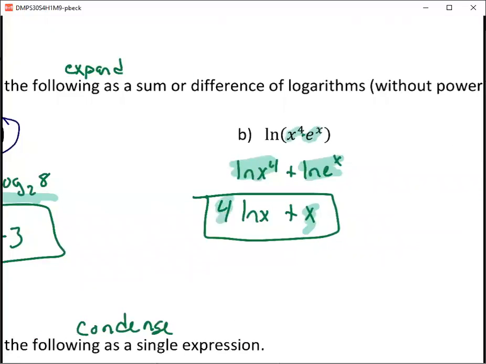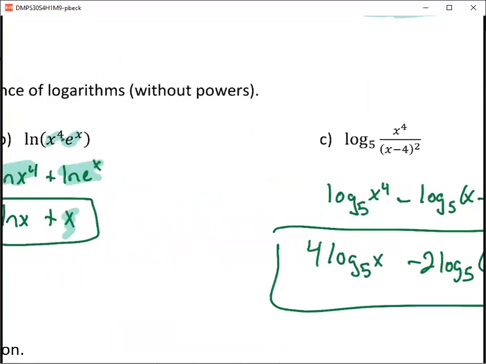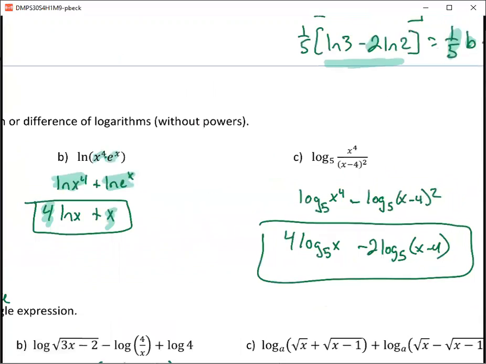This one, we brought the exponent out in front. For part C, two factors, so I can turn it into two logs. And now that I have a denominator, that's a negative log. And now we can bring the exponents out in front. So 4 times the log base 5 of x minus 2 times log base 5 of x minus 4.